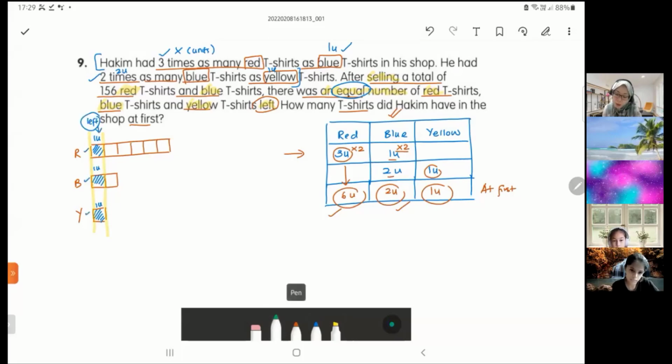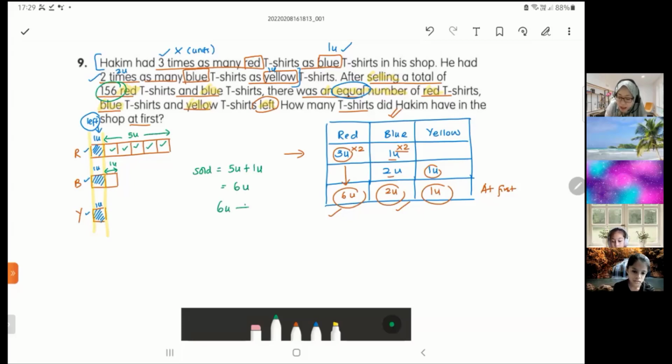So which ones were the sold ones? This one, right? My 5 units of red is sold: 1, 2, 3, 4, 5. My 1 unit of blue is also sold. These are all my sold, right? So I have a total of 156 sold. So sold will be 5 units plus 1 unit equals 6 units.